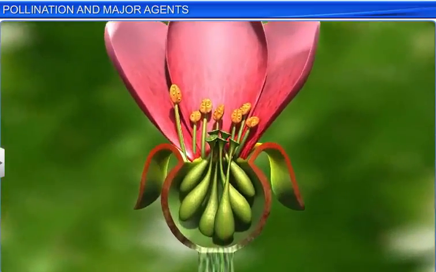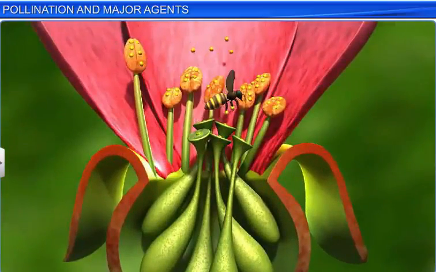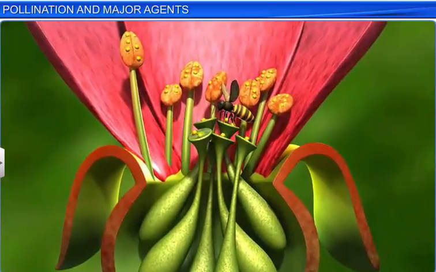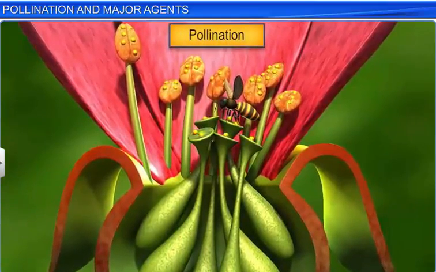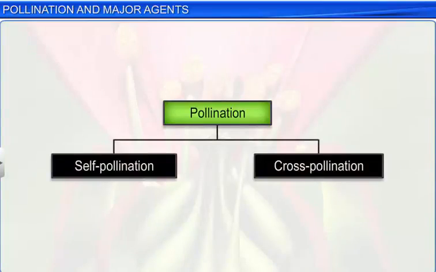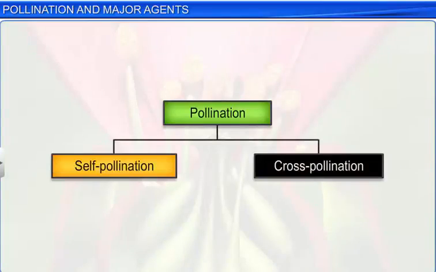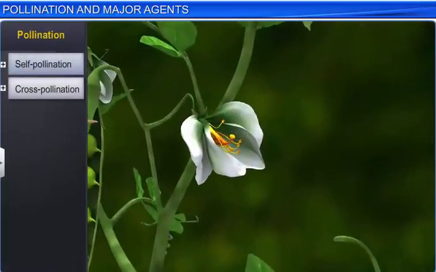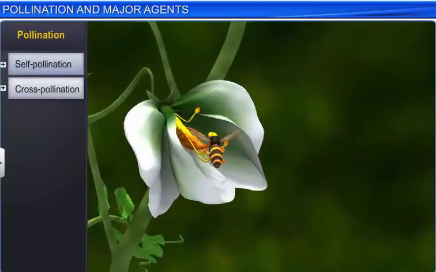This process of transfer of pollen to the stigma of a flower, brought about by agents such as insects, wind and water, is called pollination. Pollination can be of two types: self-pollination and cross-pollination. When pollination takes place within the same flower or between flowers of the same plant, it is known as self-pollination.